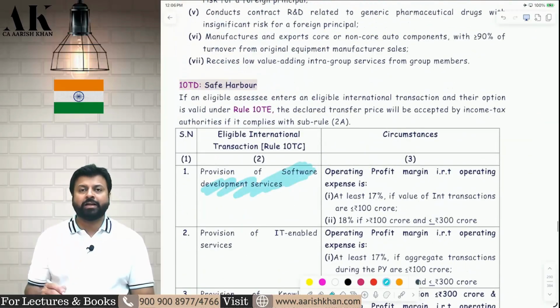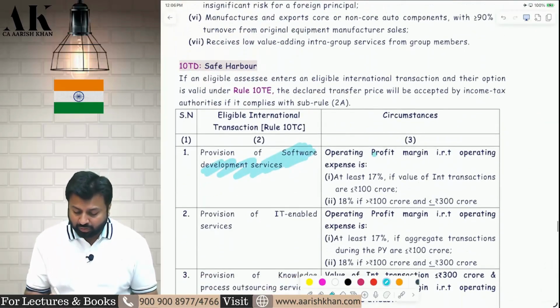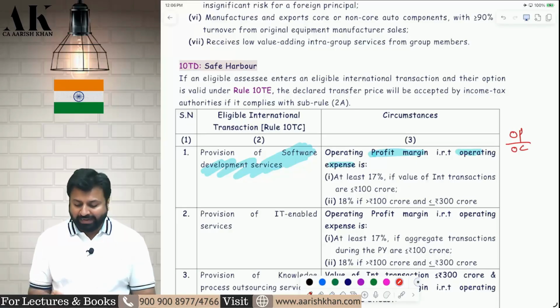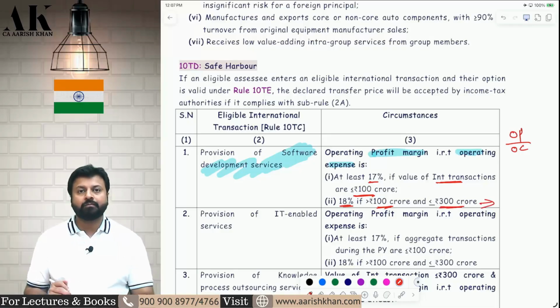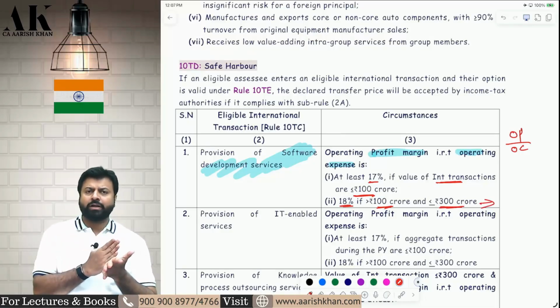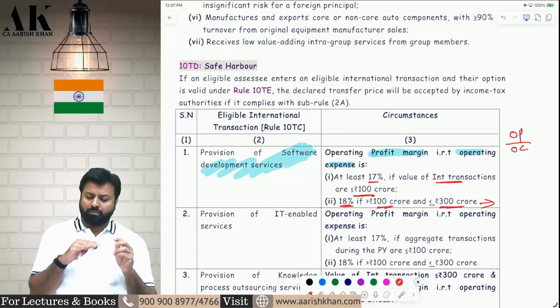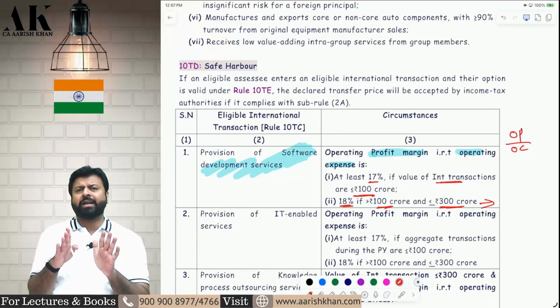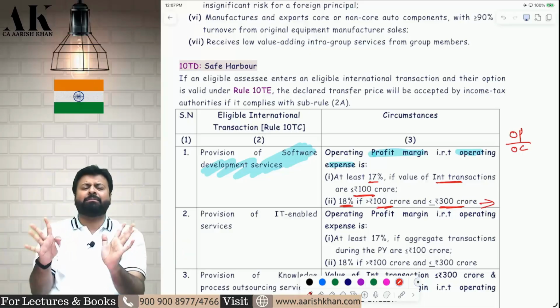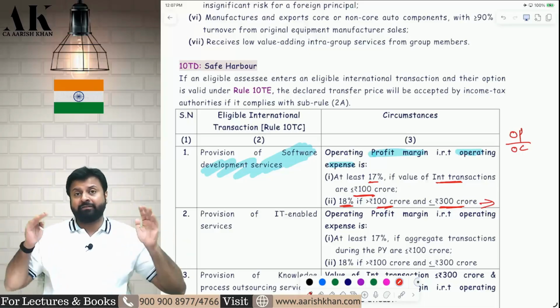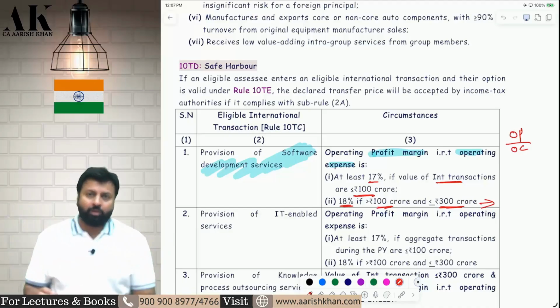Once you know that it is software development services, now your operating profit margin in relation to operating expense, this is nothing but OP upon OC. This should be at least 17% if the value of international transaction is up to 100 crore, and it has to be 18% if it is more than 100 crore and up to 300 crore. So if the transaction value is up to 100 crore, then 17% should be margin. If it is more than 100 crore but up to 300 crore, then you have to show a minimum 18% margin. If you show more than this, then great. If you show less than this, safe harbor rule is not applicable.